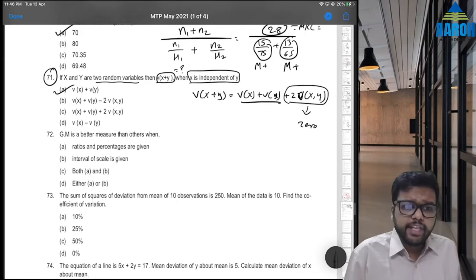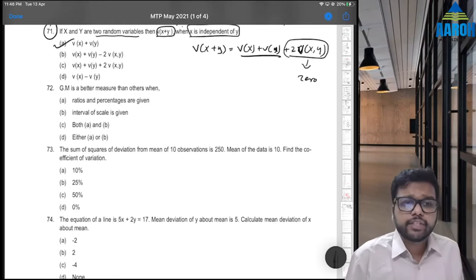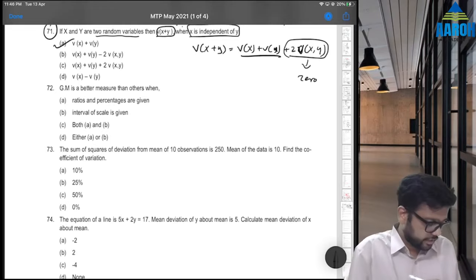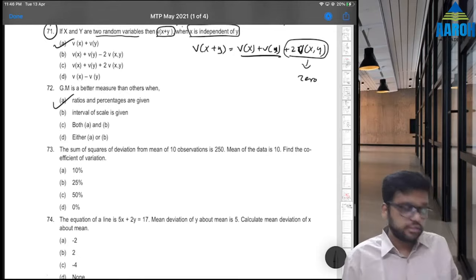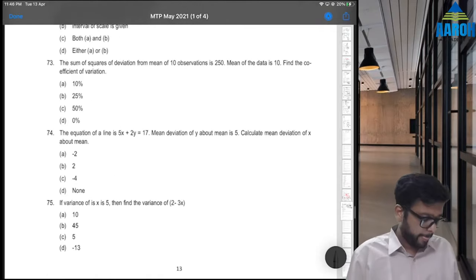Next, GM is a better measure than others when ratios and percentages are given, or interval of scale is given. Nothing like that is there, so ratios and percentages is the correct answer. Growth rates, ratios, and percentages.